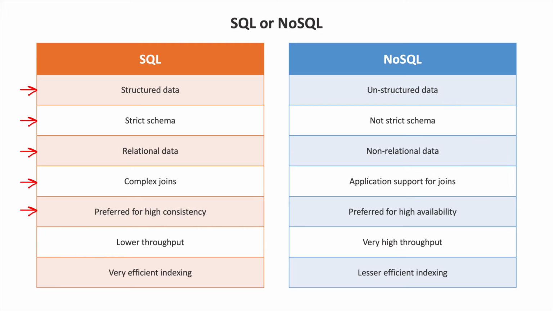SQL is usually used for highly consistent systems where availability can be compromised. NoSQL, however, is preferred for highly available systems where consistency can take a hit and system relies on eventual consistency instead. Performance-wise, SQL's throughput is much lower than NoSQL's. However, SQL's performance is often leveraged with very fast indexing. NoSQL DBs do support indexing as well, but SQL lookups are more efficient.